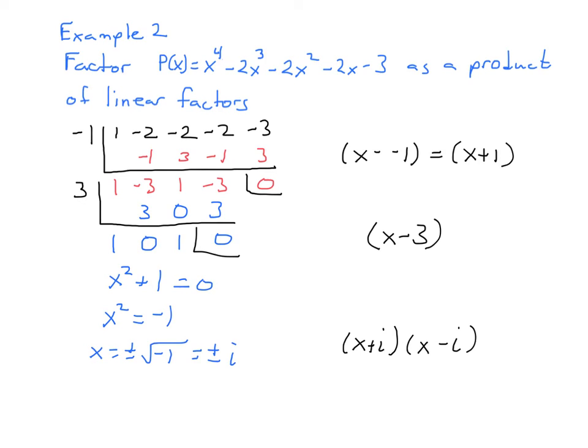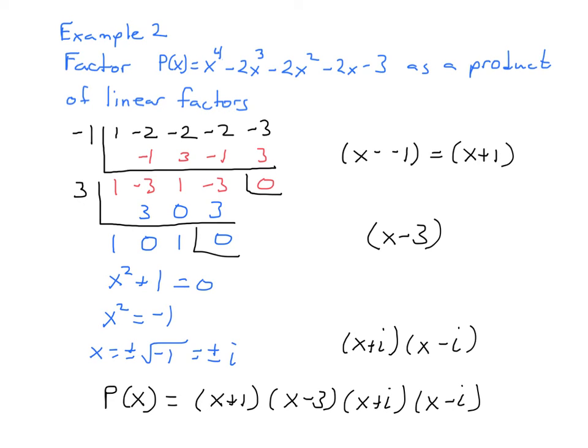So my four linear factors, p of x, I know, is equal to x plus 1 times x minus 3 times x plus i times x minus i. And that polynomial now is in its completely factored form.